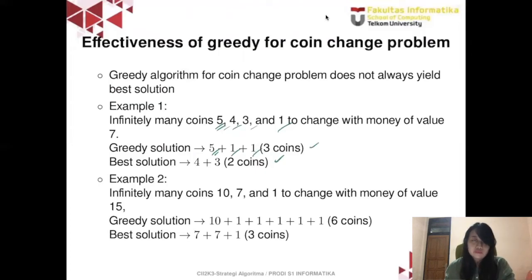Another example, if we have coins of value 7, 10, and 1, and we want to change money of value 15. By greedy, we will take 10 first, and then we have 5 remaining. We cannot choose 10 or 7, so we can only choose 5 coins of 1. So we have 6 coins in total. But actually the best solution is we can have 3 coins, 2 coins of value 7 and 1 coin of value 1.